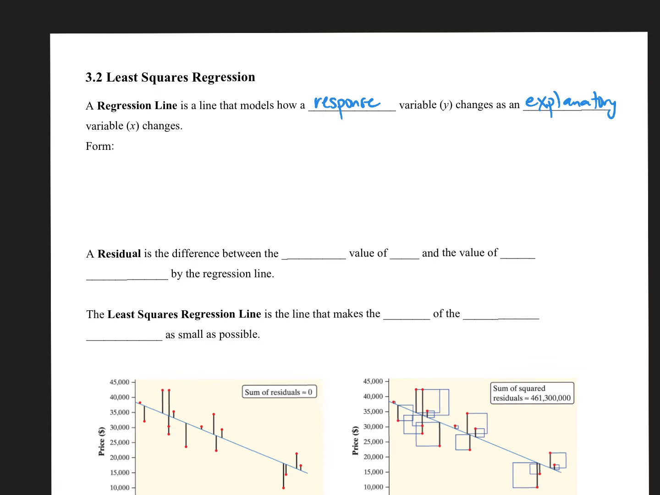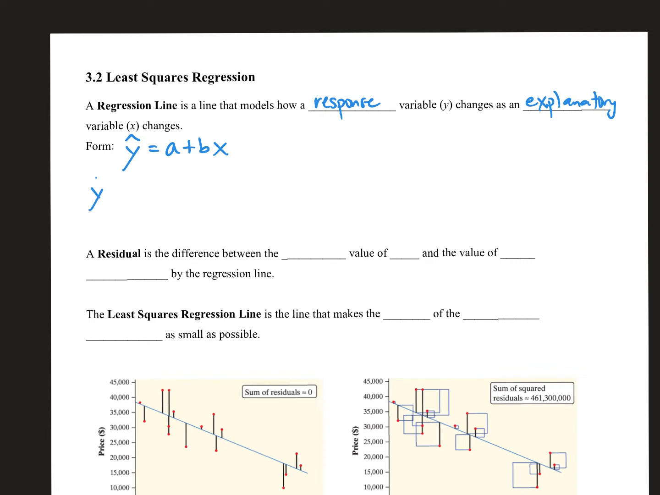So here's the form that we're going to use, and this is going to be a little different than what you're used to. You're used to just y equals mx plus b, and in stats we do something a little different. So we have y hat equals a plus bx. Okay, and then let me show you what each of these things mean.